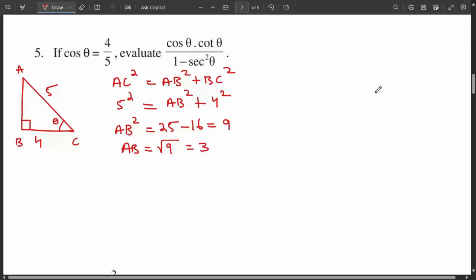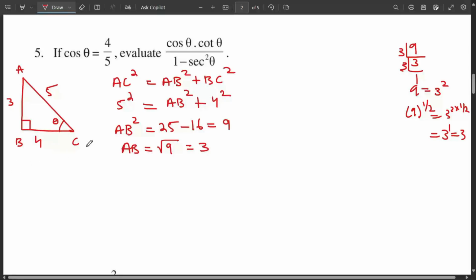Because if you do the prime factorization of 9, it will be 3 3s are 9, 3 1s are 3. So 9 is equal to 3 square. Square root means whole to the power 1 by 2. So 3 square into 1 by 2, which is equal to 3 to the power 1, which is equal to 3. So we have found out what is the value of AB. It is equal to 3.